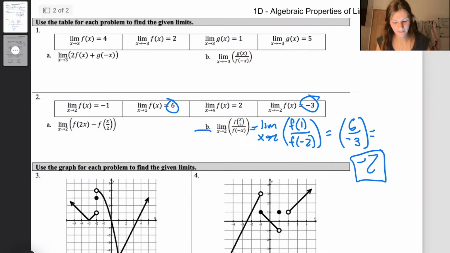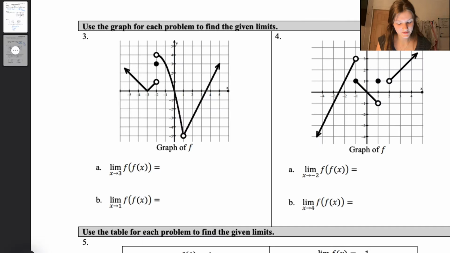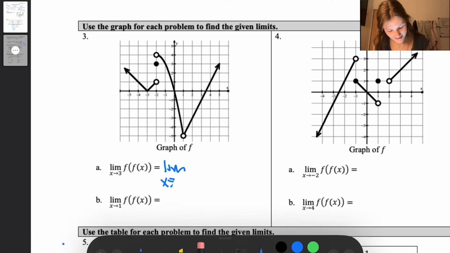Good. Okay, so now let's go to the graphs. So we have the limit. It's always easier to rewrite it. That's what I'm thinking. Oh, whoops. That's not 3, guys. X, that's 3. Okay.